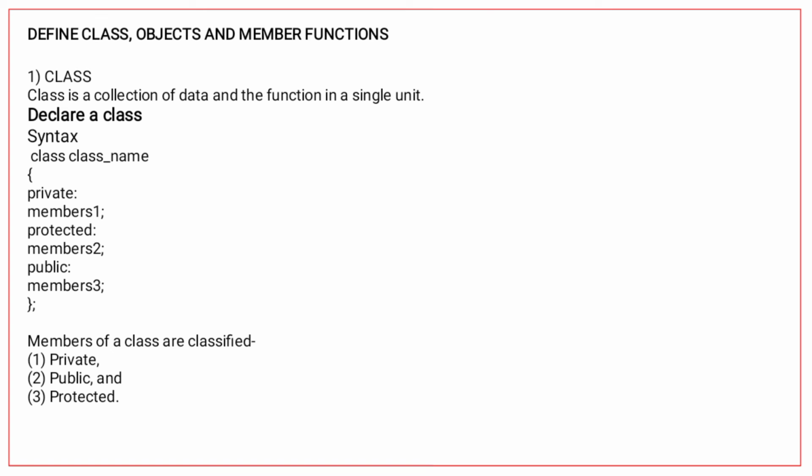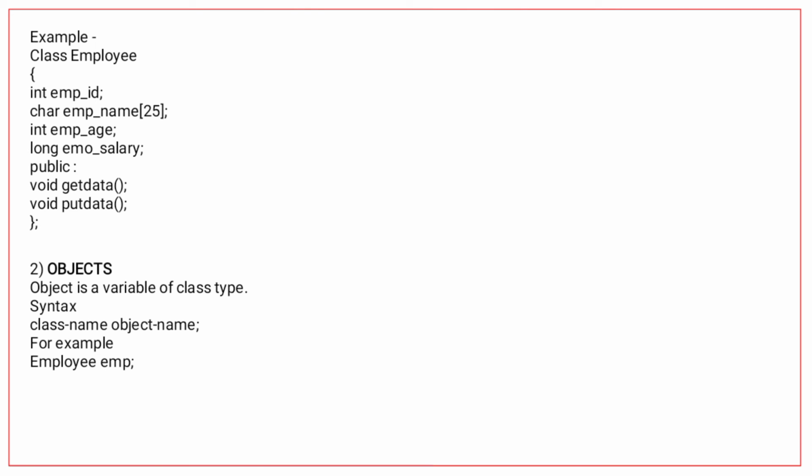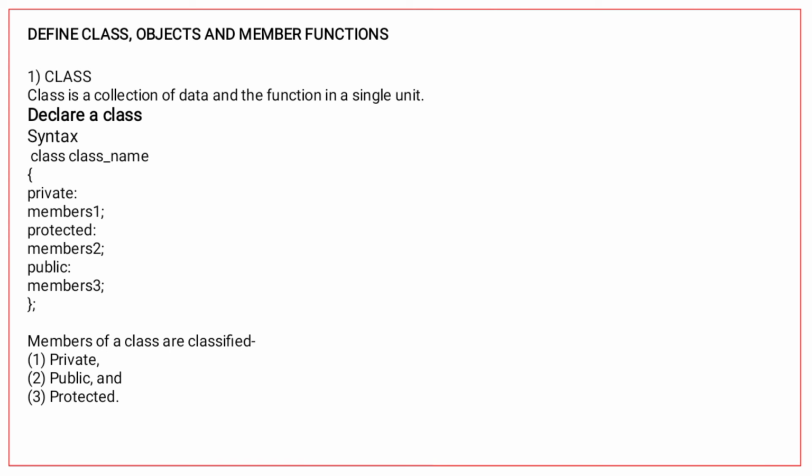The members of a class are classified into three categories. First, private, second public, and third protected. Where private, protected, and public are reserved words and are called member access specifiers. These specifiers modify the access rights that the members following them acquire. Now, first access specifier is private members of a class are accessible only from within other members of the same class. It cannot access it outside of the class.